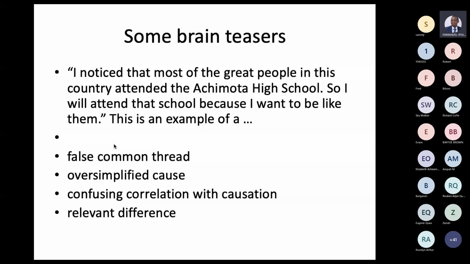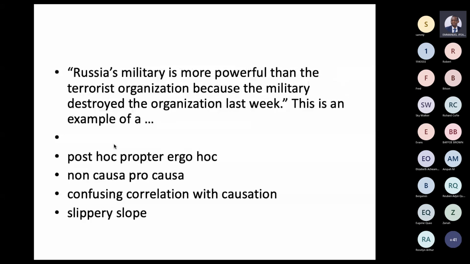Russia's military is more powerful than the terrorist organization because the military destroyed the organization last week. This is an example of what? I think this is simple. Non causa pro causa. Non causa pro causa. So let's reverse the parts of the sentence. Russia's military destroyed the organization last week because Russia's military is more powerful than the organization.